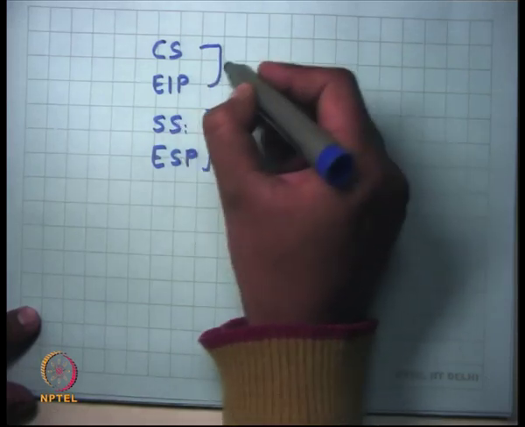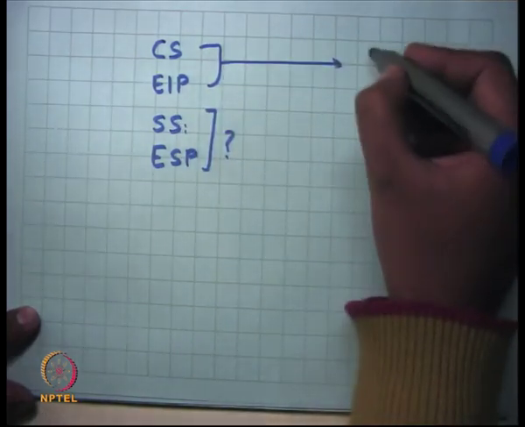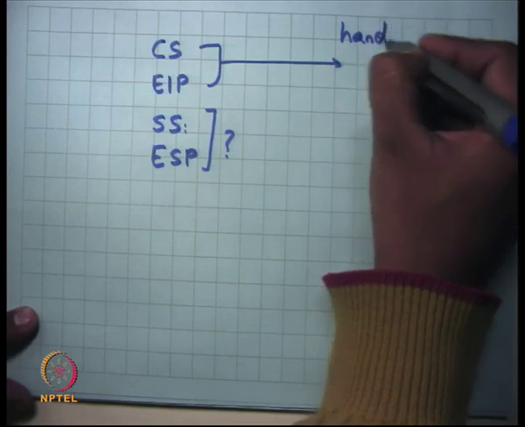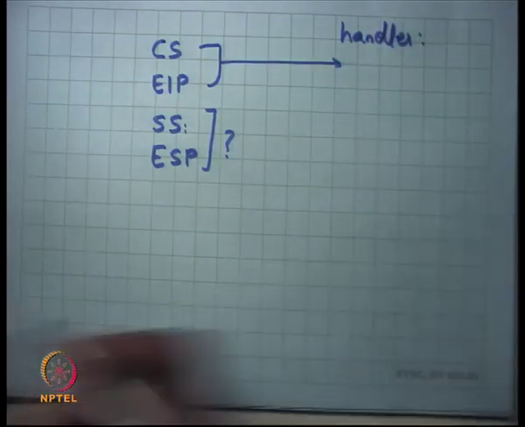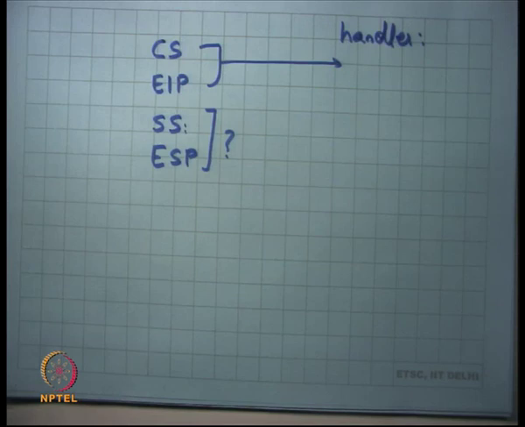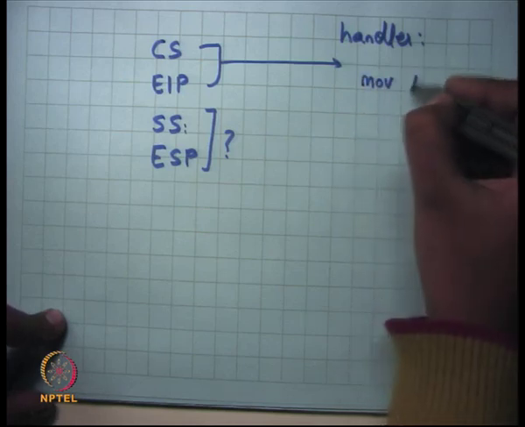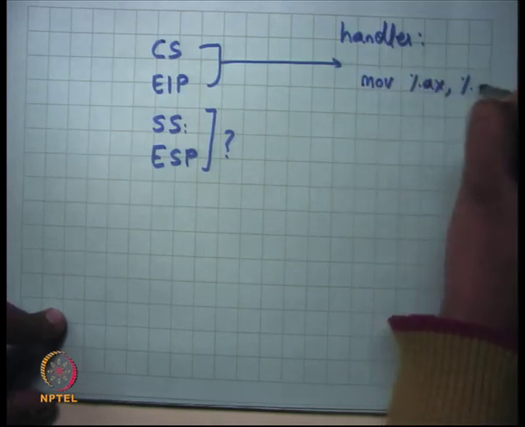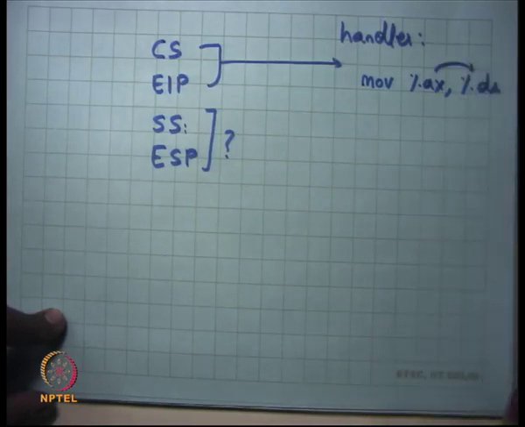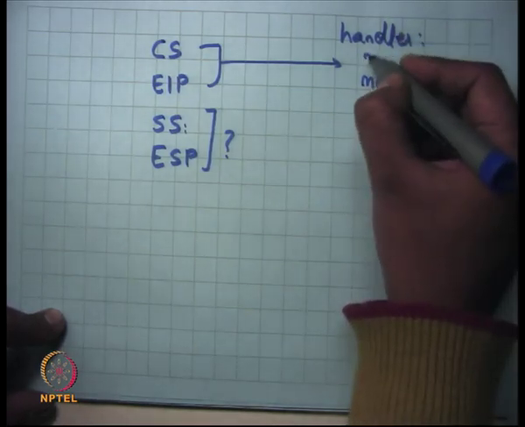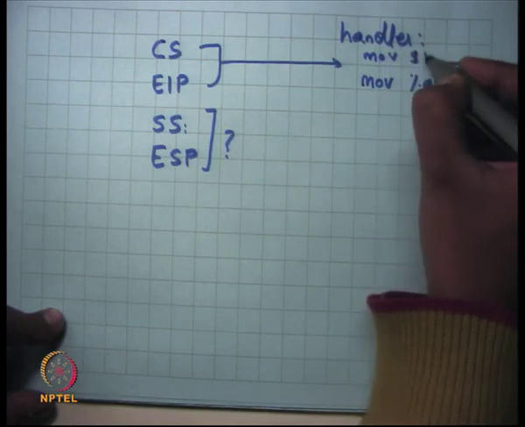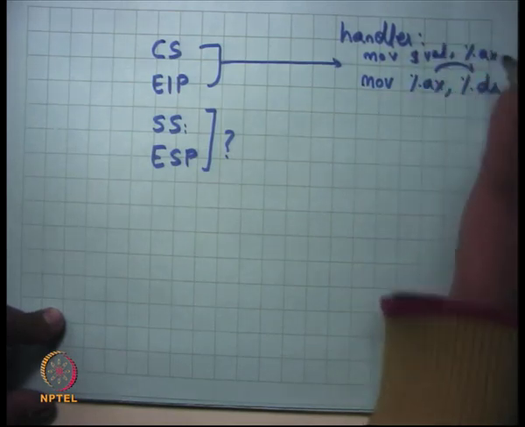So let's say this is a handler, and let's look at typical code for a handler. Firstly, we have established that the handler lives in the OS address space, and the descriptor to which CS points should already be mapped in the GDT. The first thing the handler may want to do is set up DS. Move some value to AX, and then move that value to DS.